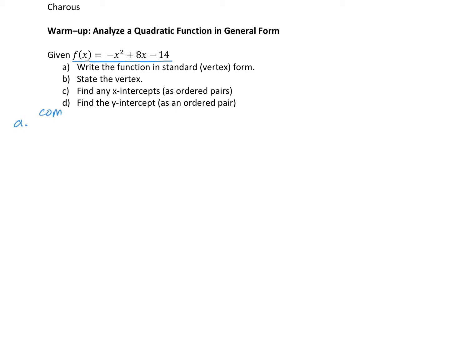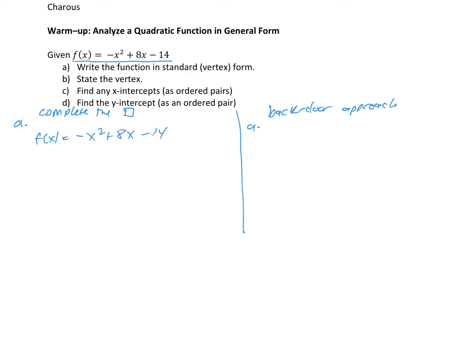The first way is I'm going to complete the square. And the second way that we can do it is with the backdoor approach, where we will find the vertex and then use the vertex to write the function in vertex form. So let's first begin by completing the square. So I'm going to write the function. So f of x is equal to negative x squared plus 8x minus 14.